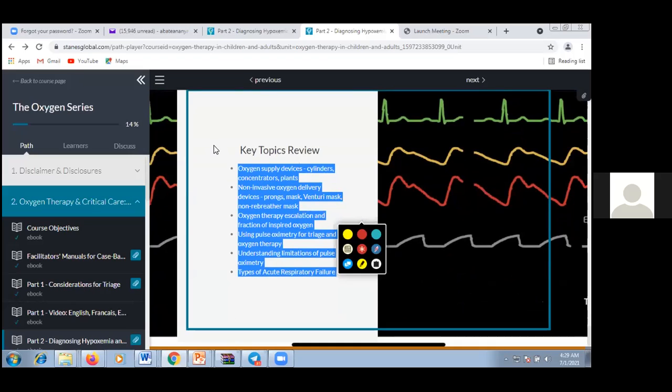So the key topics today were about oxygen supply, oxygen delivery, oxygen therapy escalation, using pulse oximetry for triage, and understanding limitations of pulse ox.